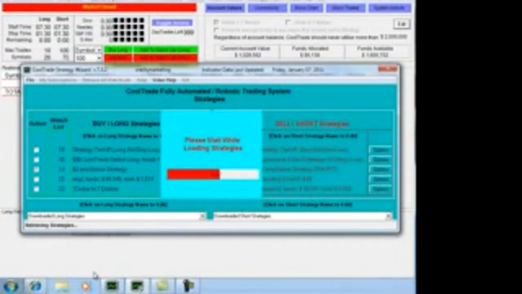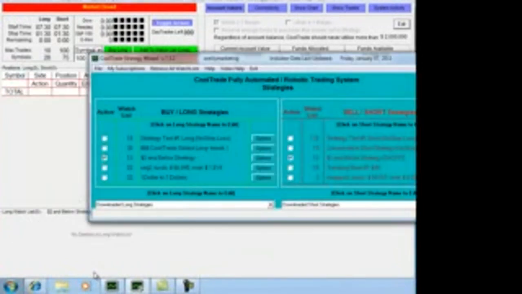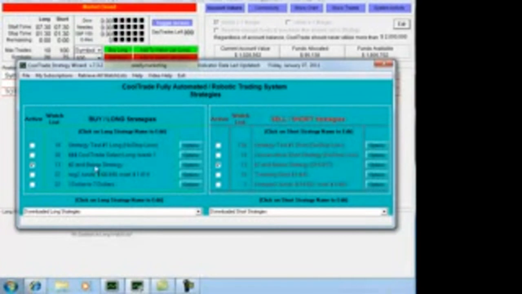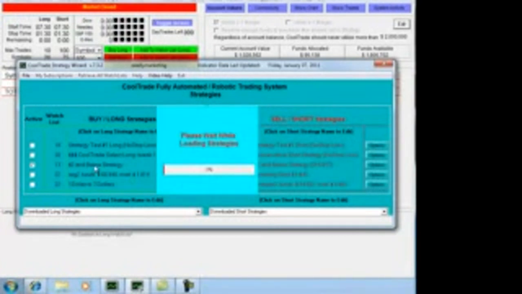So right out of the box, all those strategies are available. I highly recommend, when you guys first get started, simulating first, just to see what happens and to get used to the system before you start running a live account. It's a personal preference, but highly recommend it.